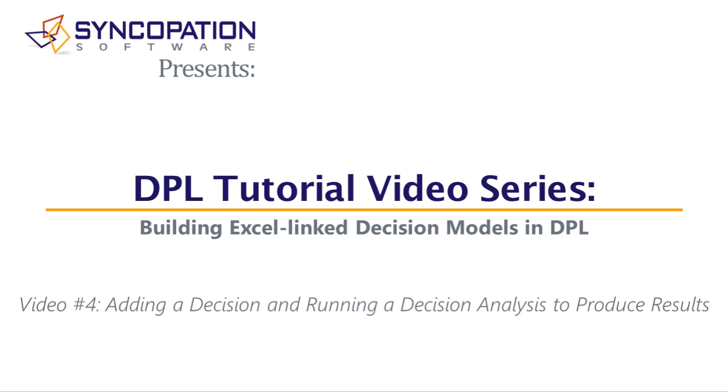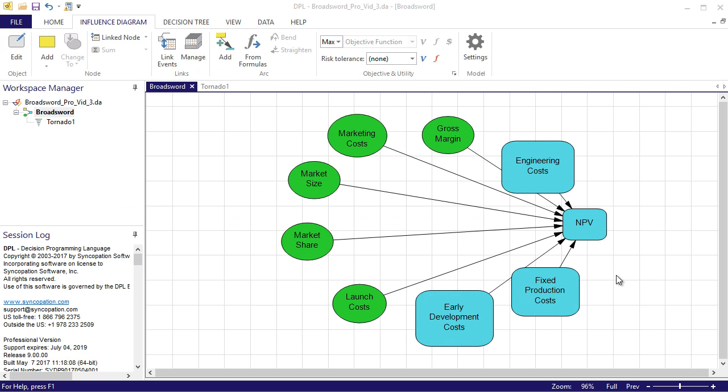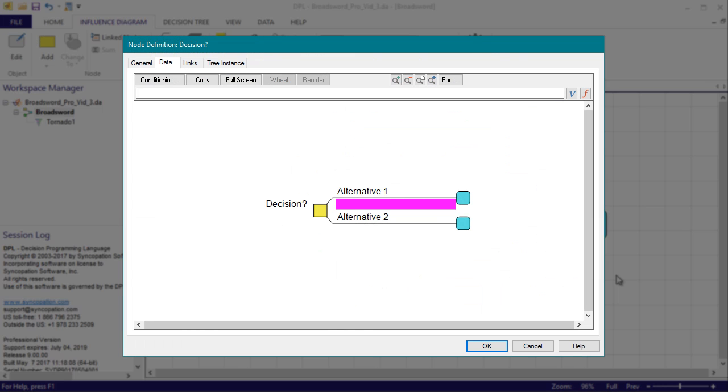In this series of 6 videos, I will show you the steps to creating a probabilistic Excel spreadsheet linked decision model in DPL Professional. In this video, I'll be adding a decision to the model to determine what the optimal strategy is regarding whether or not to develop this new product. A DPL decision node has 2 or more alternatives. DPL will choose the alternative that maximizes, or minimizes if appropriate, the specified output of the model.